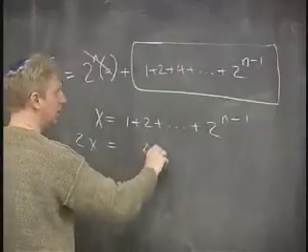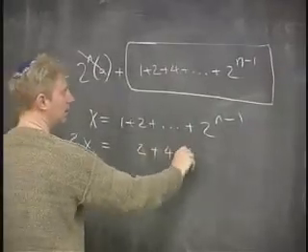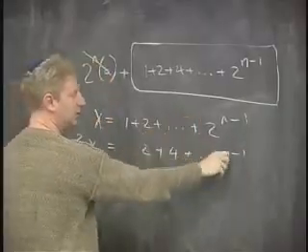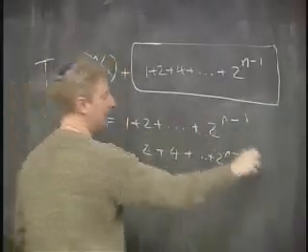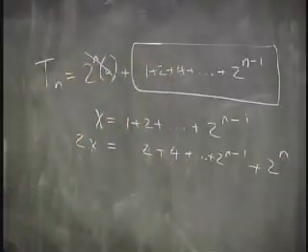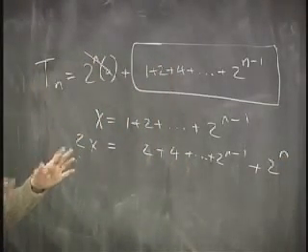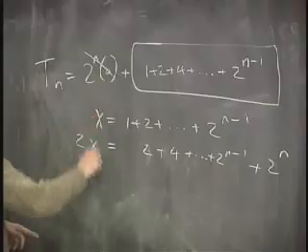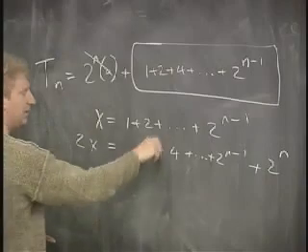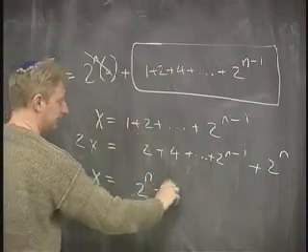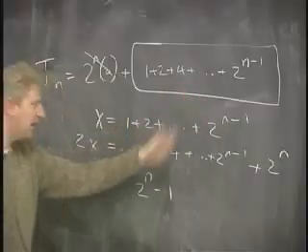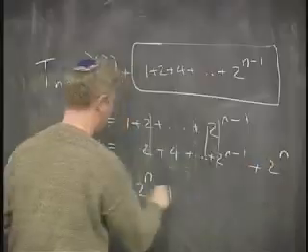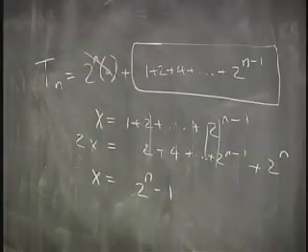2 times 1 is 2. 2 times 2 is 4. 2 times 2 to the n minus 2 is 2 to the n minus 1. And 2 times 2 to the n minus 1 is 2 to the n. It just shifted everything over 1. And now if you subtract the top from the bottom, 2x minus x is x. And this minus this is, all these cancel out. They line up and they cancel out. Bye-bye. 2 to the n minus 1. And that's the answer.